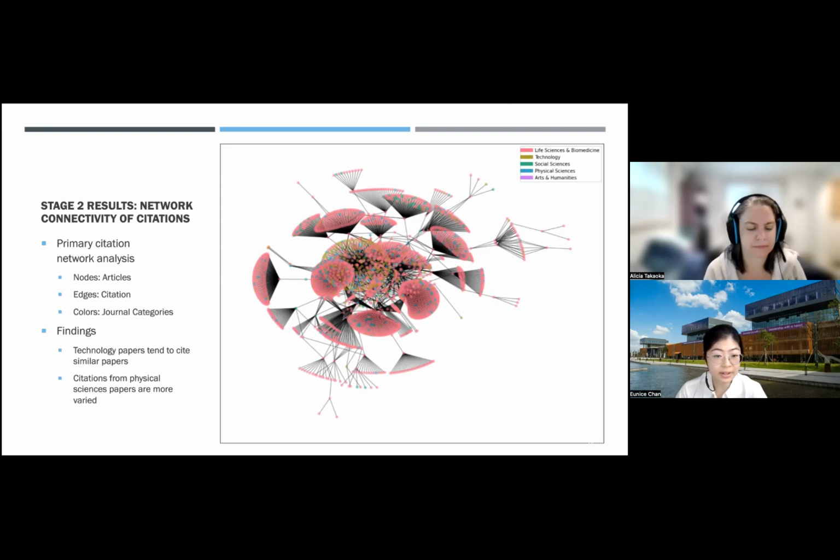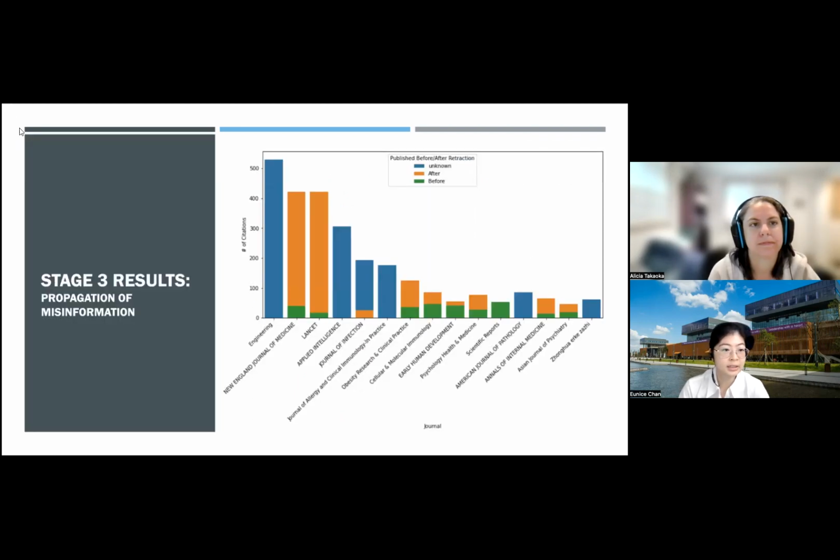with a lot of different subdisciplines, that makes sense for why social sciences and physical sciences, for instance, would cite different papers among different disciplines. Whereas technology is a smaller field, so we can see why they would cite very similar papers. All right, next slide.